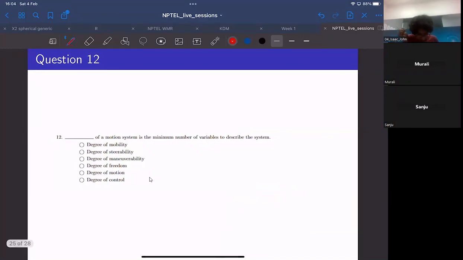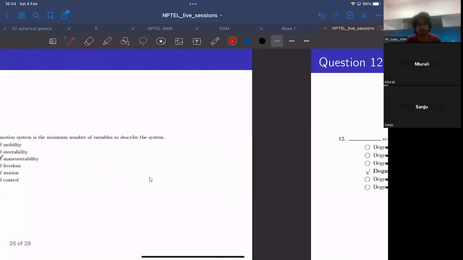Question 12 says, dash of a motion system is the minimum number of variables to describe the system. So we have discussed this concept n number of times in this session alone. So the correct answer would be degree of freedom, a minimum number of variables to describe the system's configuration. That would be the degree of freedom of the system.